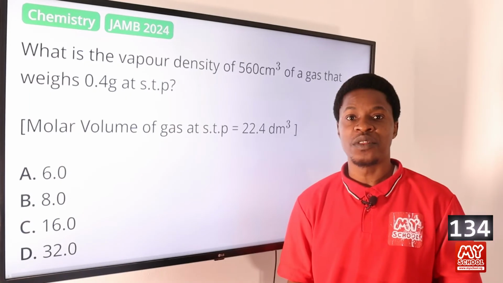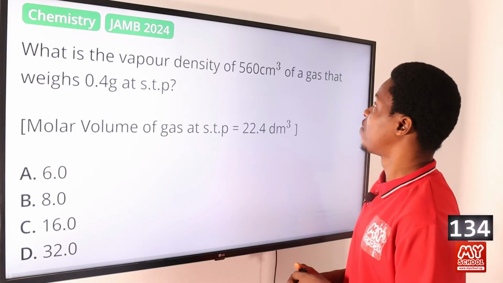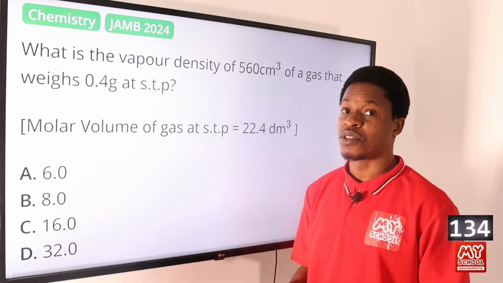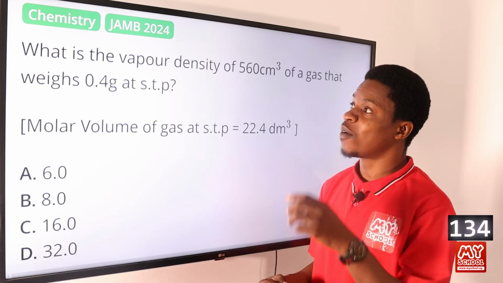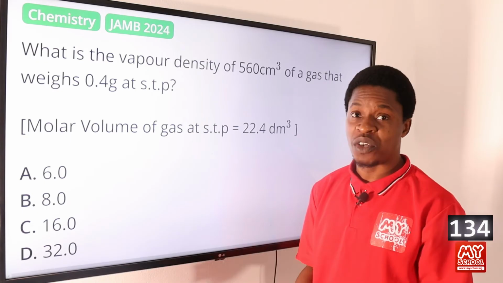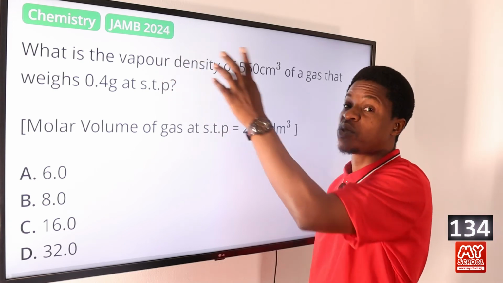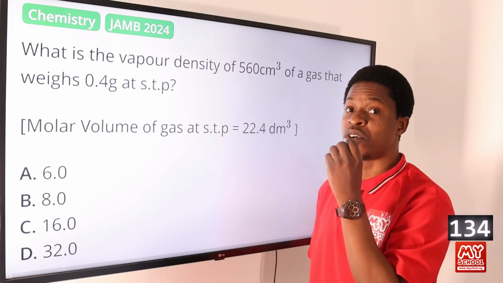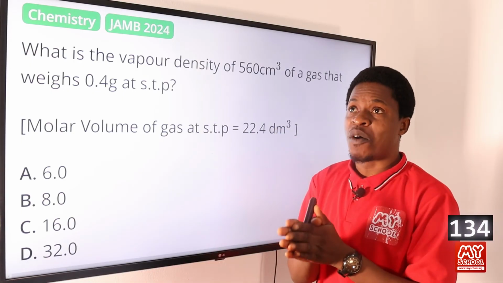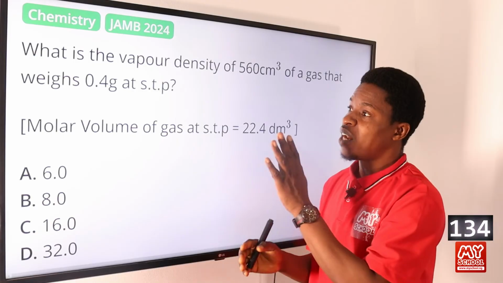Now let's move on to question 134. What is the vapor density of 560 cm³ of a gas that weighs 0.4 gram at STP, standard temperature and pressure? We know there's a relationship between vapor density and molecular mass: molecular mass is 2 times vapor density. So, to get the vapor density, we first need the molecular mass of that gas, because it's not given. Once we get it, we can work out the vapor density.